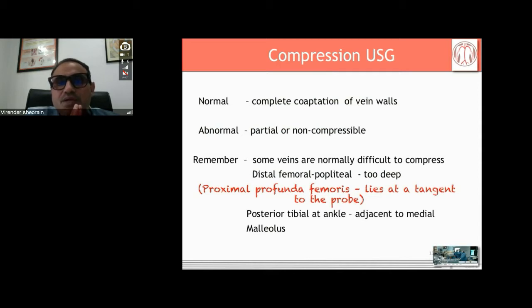Some veins are normally difficult to compress, and this is basically the distal femoropopliteal region, because they are too deep, because of the anatomy or the course of how it goes. So proximal profunda femoris lies at a tangent to the probe. Posterior tibial at the ankle is again adjacent to the medial malleolus. So there are places where you won't be able to compress it completely, but you should be aware and should not label it falsely as a deep vein thrombosis.